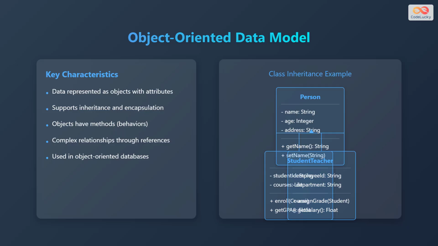Here we can see a class inheritance example. Person is the base class with attributes like name, age, and address. Student and teacher inherit from person, adding their specific attributes and methods, like student ID and courses for student, and employee ID and department for teacher.